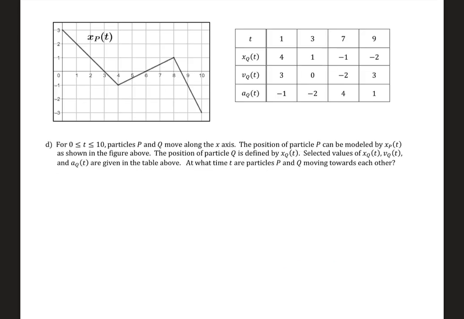Okay, so for the next one, for D, they say for t between 0 and 10, you have two different particles, P and Q, that are moving along the x-axis. The position of particle P can be modeled by xP of t, as shown in the figure. Position of particle Q is defined by xQ of t. Selected values of xQ of t, vQ of t, and aQ of t are given in the table. At what time t are the particles moving towards each other?